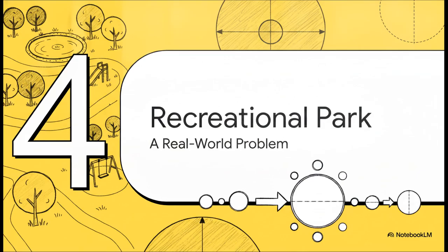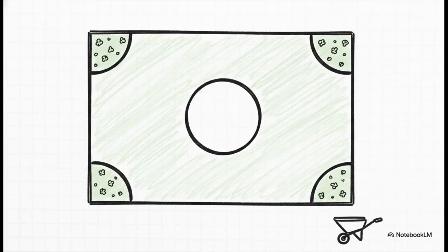Section 4. The recreational park problem. All right, imagine you're a municipal landscaper. You've been given a huge rectangular plot of land, 63 meters long by 58 meters wide, and your job is to lay down grass over the entire park.